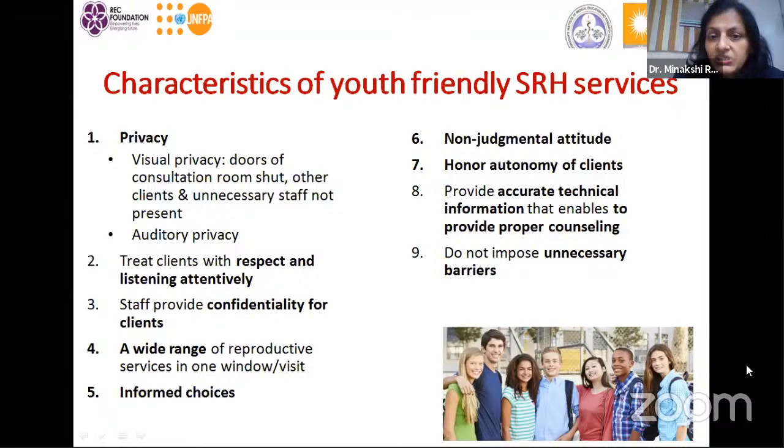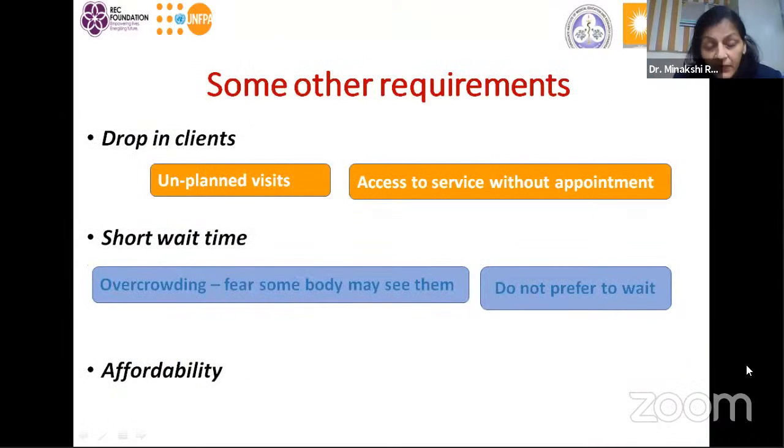Accurate technical information and informed choice should be available to them, and we should not pose any unnecessary barriers to this service. We should be ready for other things, like if a client comes without any appointment, that person with an unplanned visit should definitely be welcome and have access to the service. As much as possible, they should not be made to wait, and the services should be affordable or as free as possible.